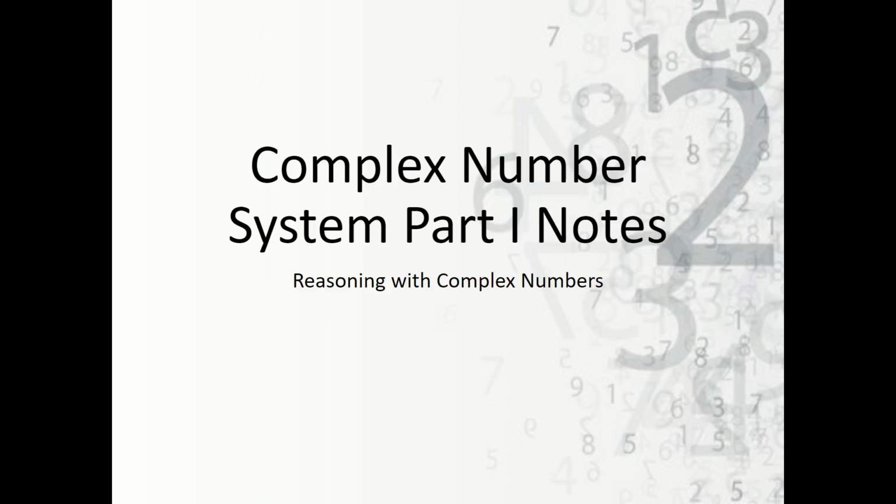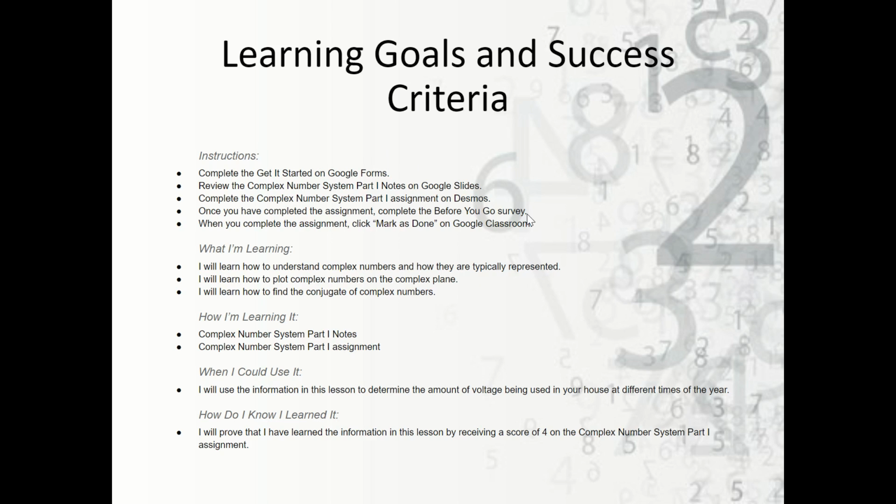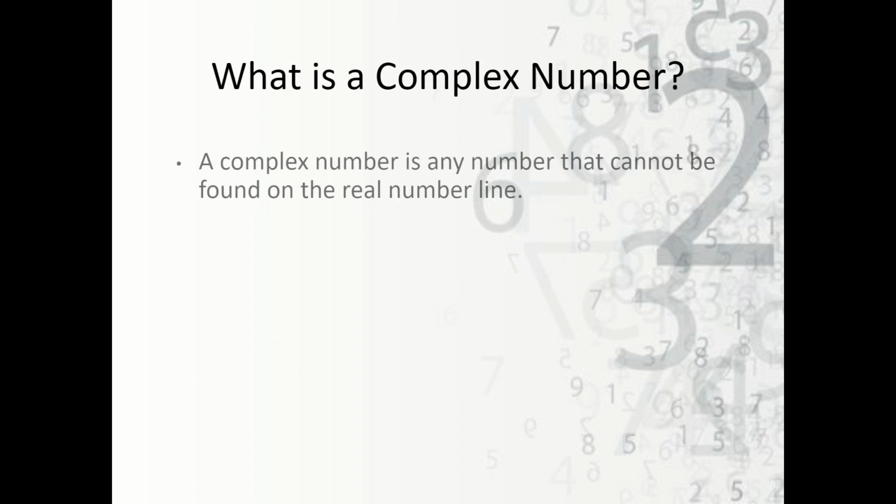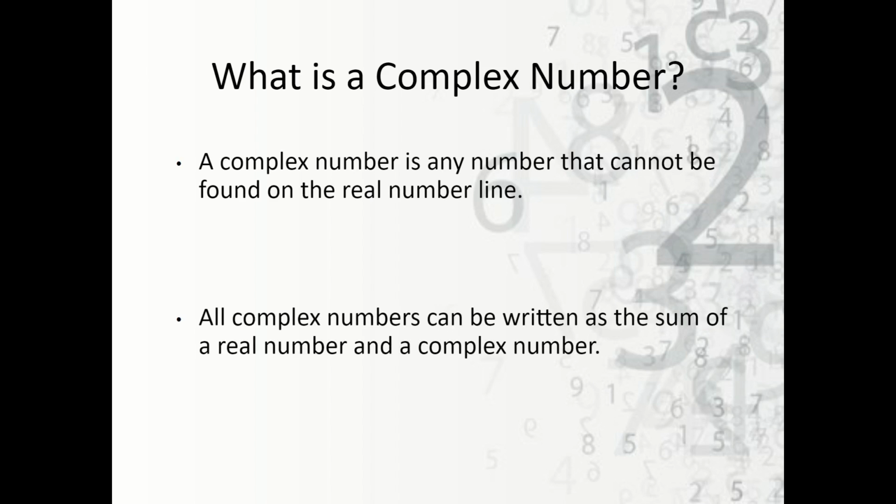Let's take a look now at the Complex Number System Part 1 notes. The notes begin with the learning goals and success criteria. Now, what is a complex number? A complex number is any number that cannot be found on the real number line. All complex numbers can be written as the sum of a real number and an imaginary number.